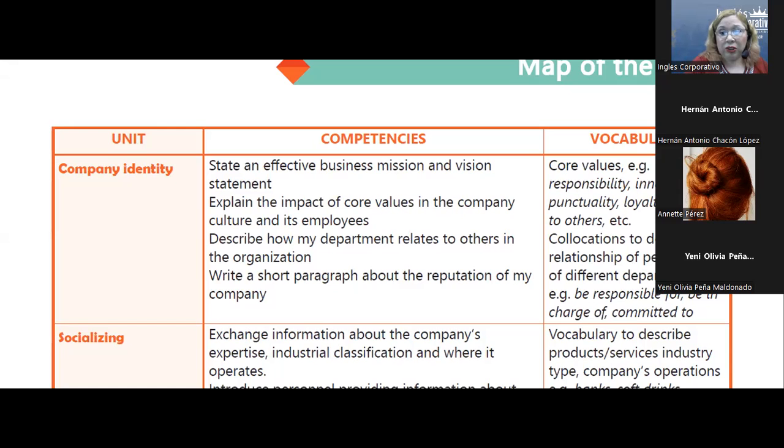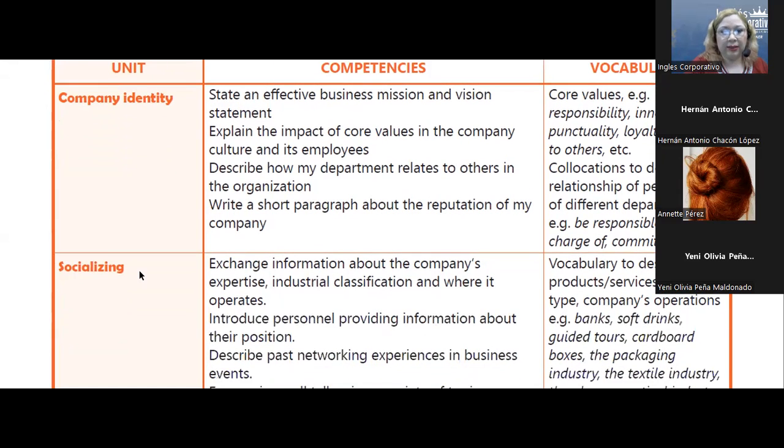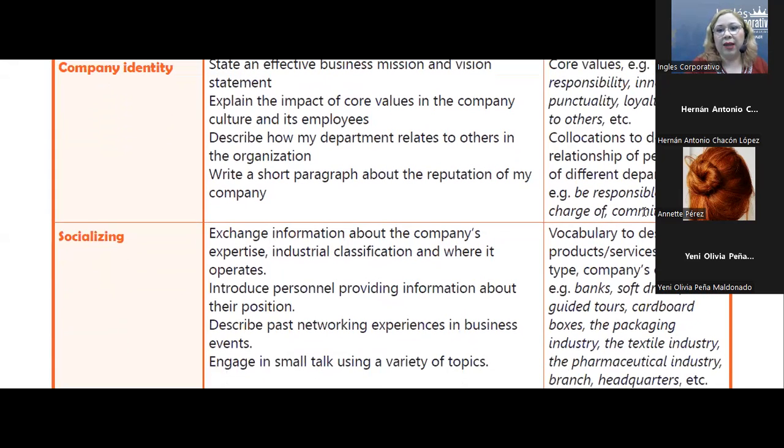Okay, now we are gonna start a socializing unit, as you see, socializing. And what are the competencies and what is the vocabulary target here? Okay, we'll see. Exchange information about the companies. Okay, that's what we can expect from unit 2, right? We are gonna talk about the expertise, okay? Companies, expertise. Industry classification and where it operates. Introduce personnel providing information about their position. Describe past networking experiences and business events. Engage in small talk using a variety of topics.